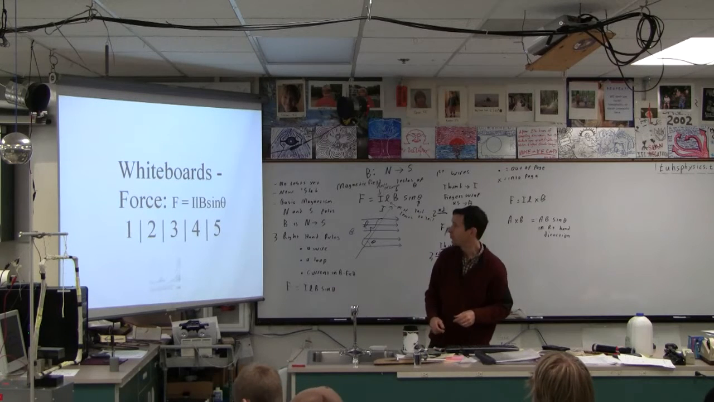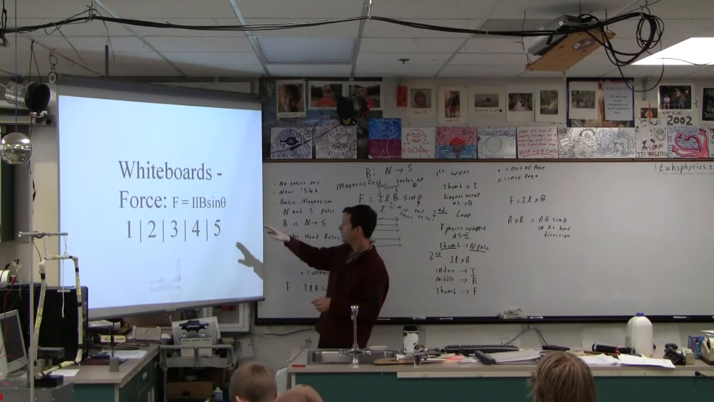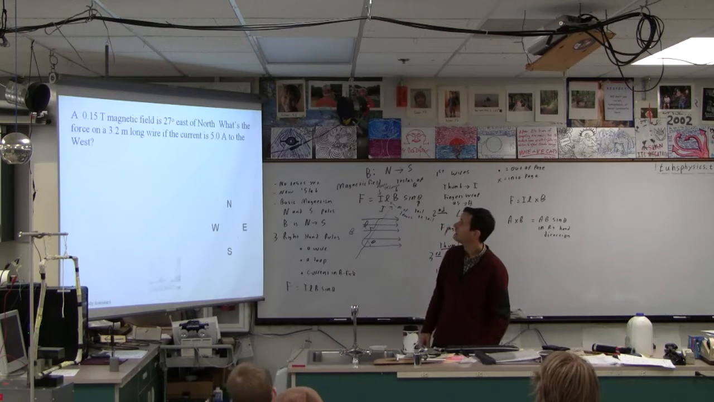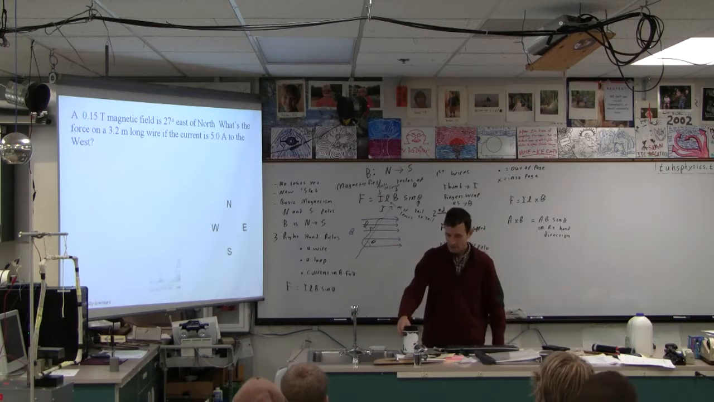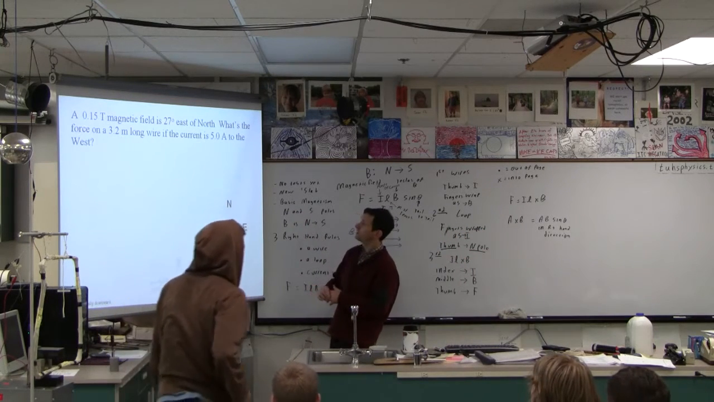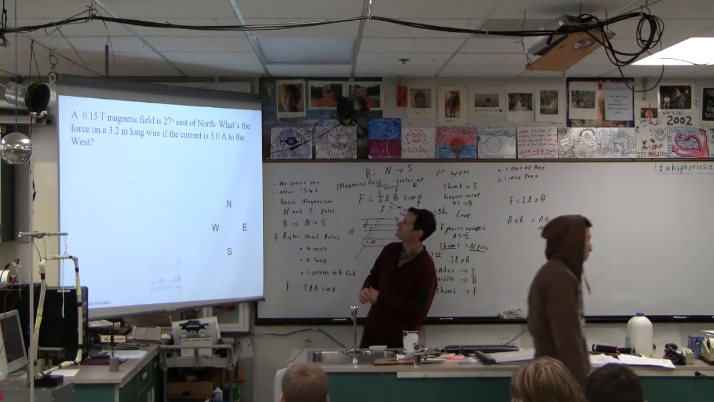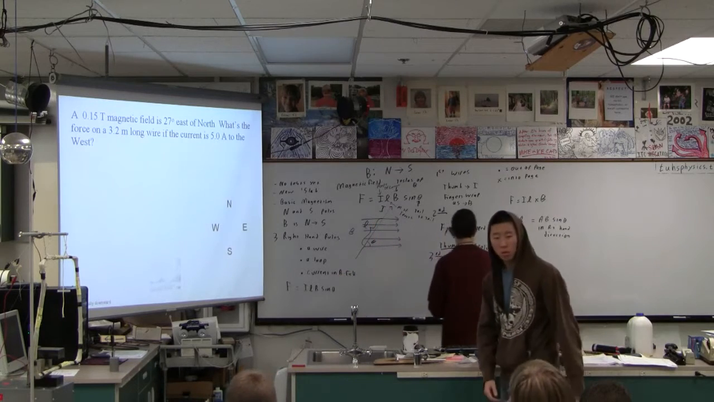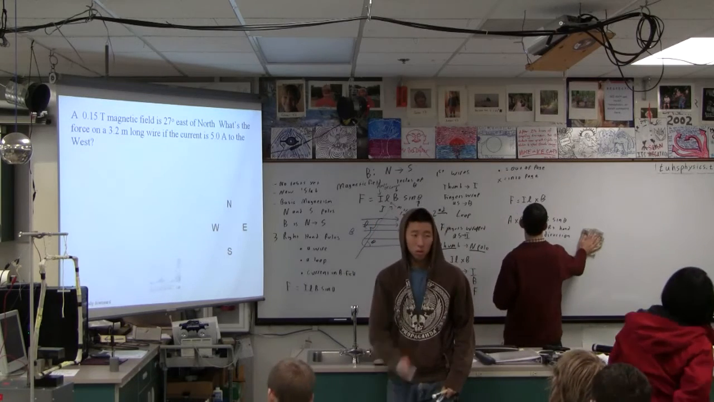So these are some whiteboards for I L B sine theta. Our first one here: a 0.15 Tesla magnetic field is 27 degrees east of north. What's the force on a 3.2 meter long wire if the current is 5 amps to the west?